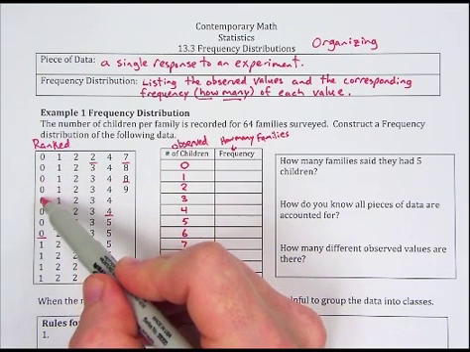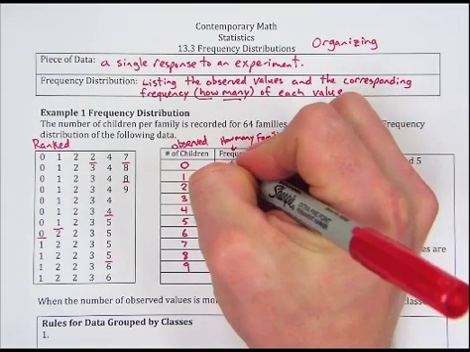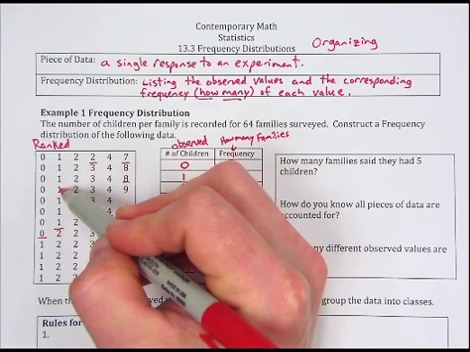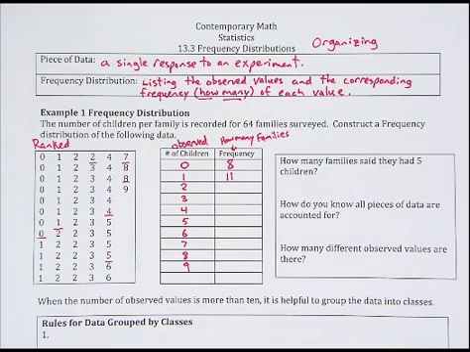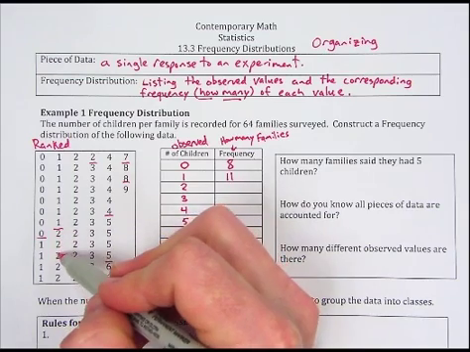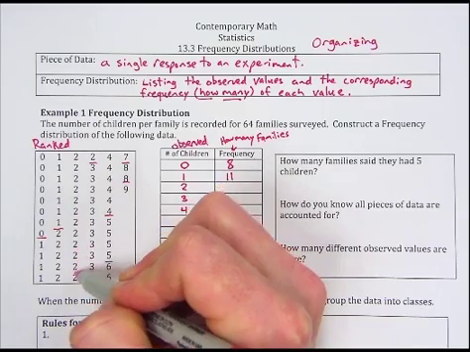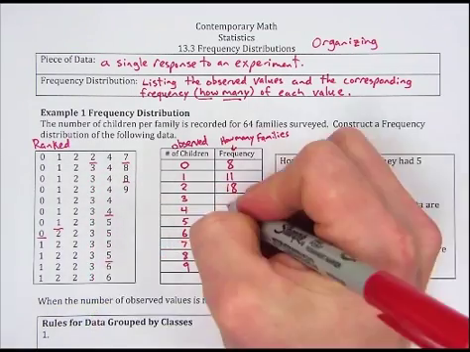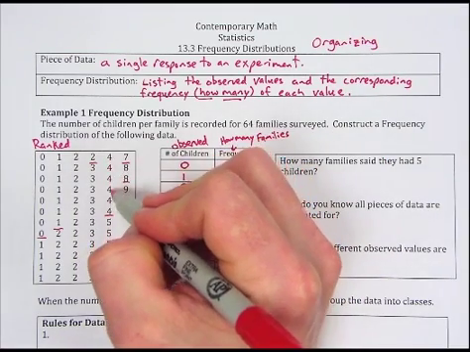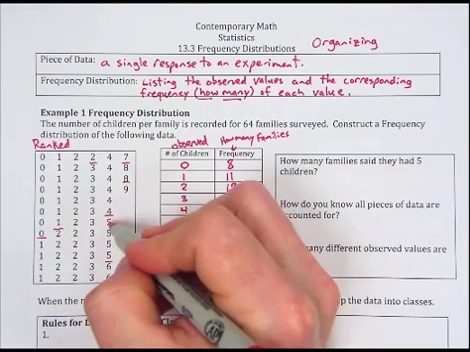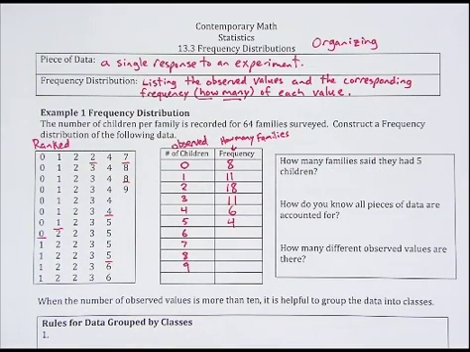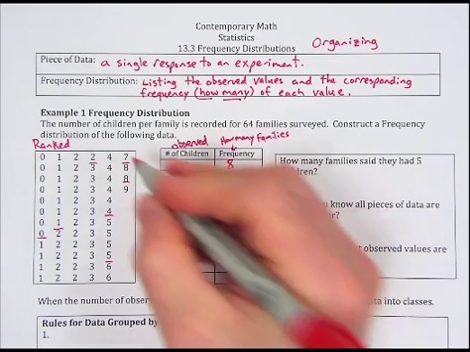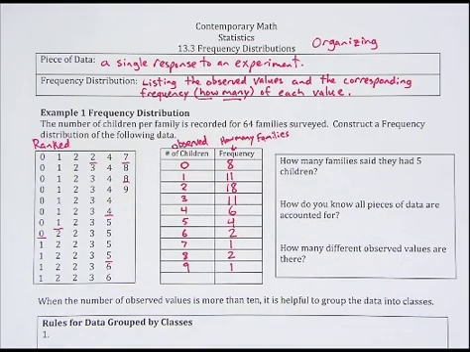So we have 1, 2, 3, 4, 5, 6, 7, 8. Okay, those who said 1 child, 1, 2, 3, 4, 5, 6, 7, 8, 9, 10, 11. And you can kind of count these up as we go. I get 18 there. I got 11 for 3, 6 for 4. Okay, 4 families said they had 5 children. 2 families said they have 6 children. There's 1 family for 7, 2 for 8, and 1 for 9.